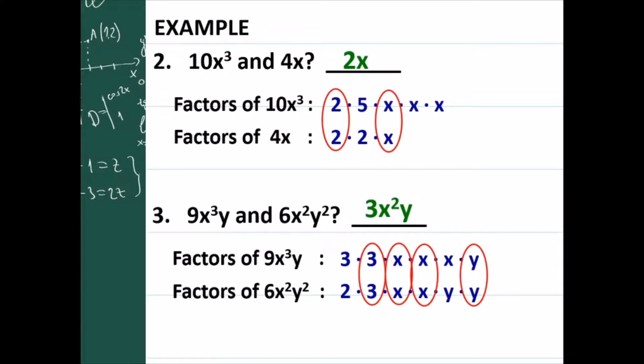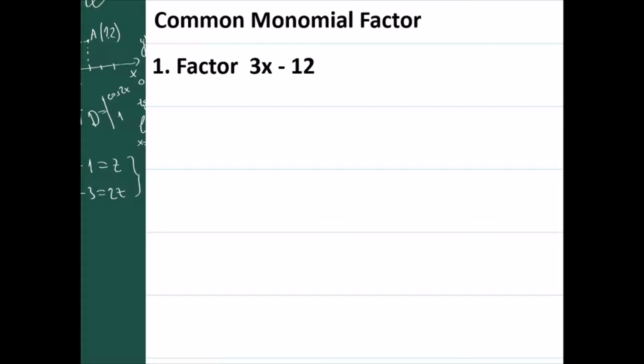To determine the GCF of the variables, you simply find the variables with the least exponent that is common in each term. Now, let us use the GCF in factoring polynomials with common monomial factor.